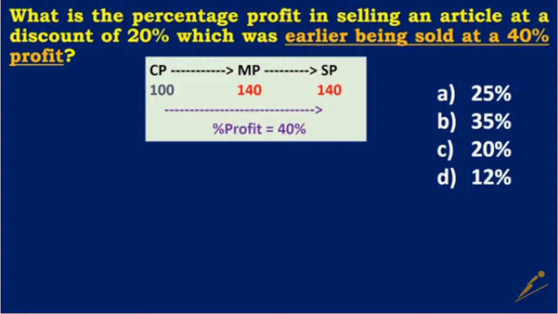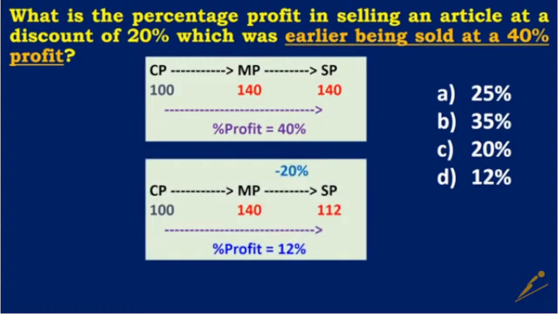Now, CP equals 100 rupees. MP equals 140 rupees. The discount is 20%. Subtracting 20% of the marked price from 140, we get the selling price of 112 rupees. The profit is 12 rupees. The profit percentage is then 12%.